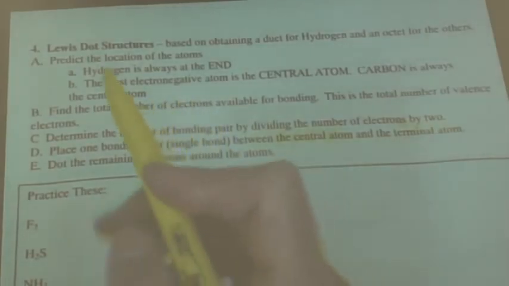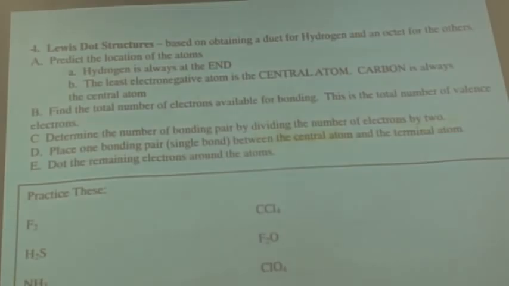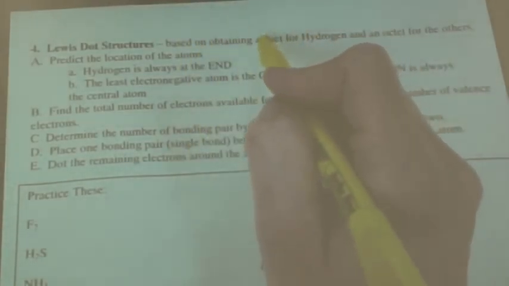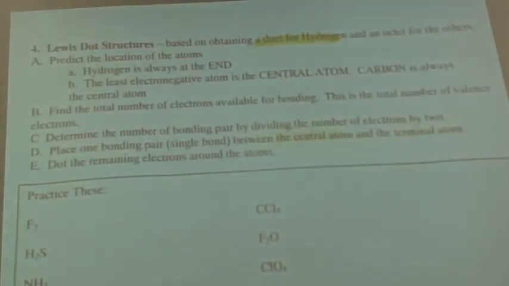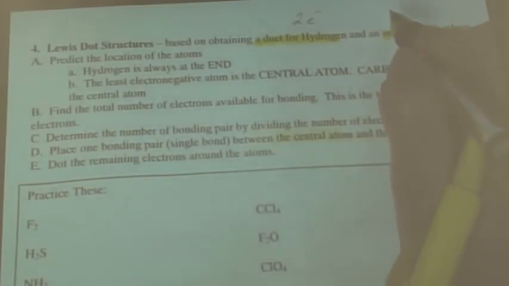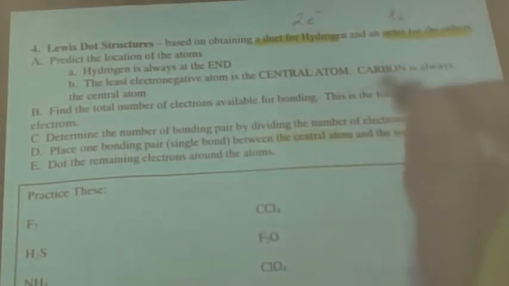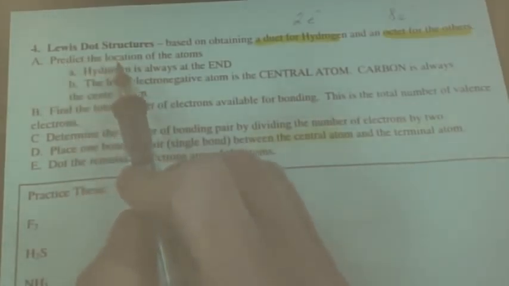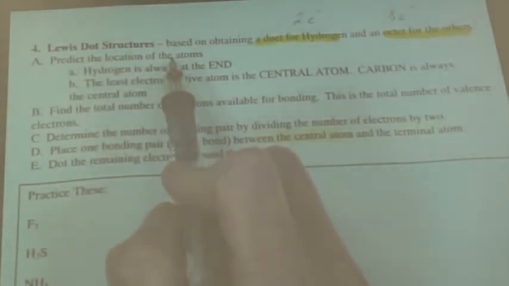All right, to draw a Lewis dot structure for a molecule, our goal is to have a duet of electrons for hydrogen, that would be 2, and to have an octet of electrons for all the others, that would be 8 electrons. So these are the steps that you need to take to do this.